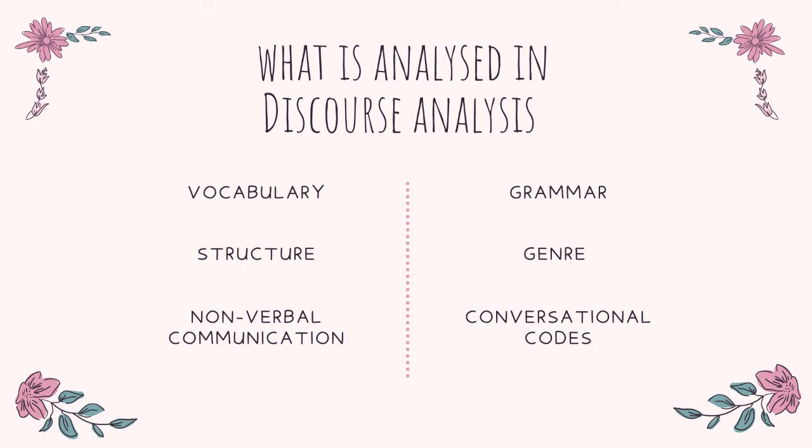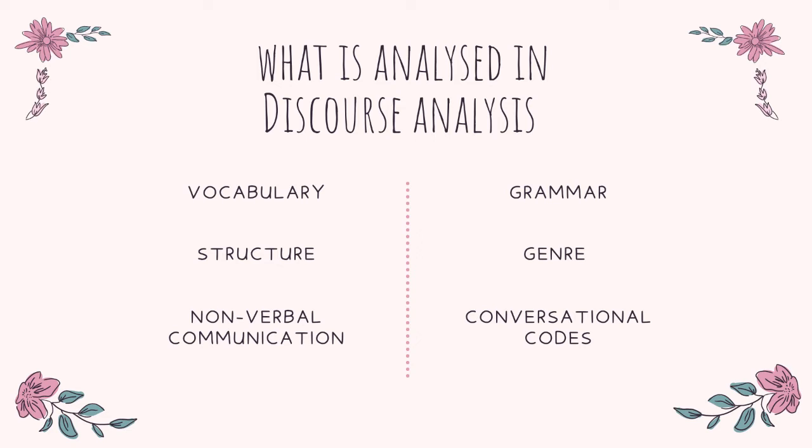Thirdly, structure. The structure of a text can be analyzed for how it creates emphasis or builds a narrative. Fourth, genre. Text can be analyzed in relation to the conventions and communicative aims of the genre, for example, political speeches or tabloid newspaper articles.